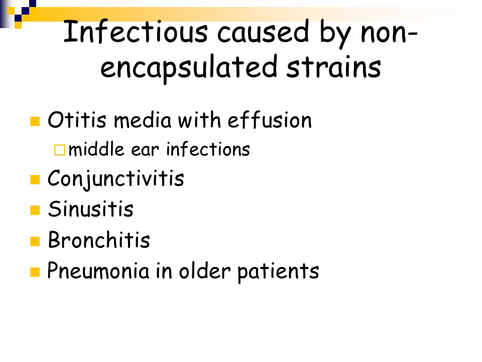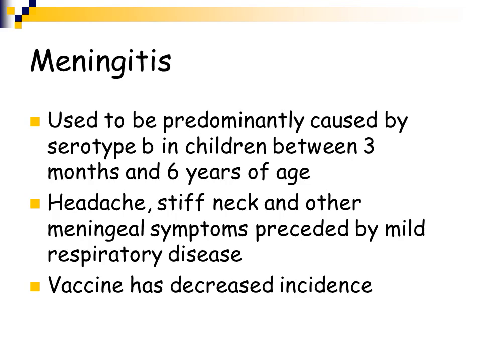Now, the non-encapsulated strains can also cause infections, usually not as severe, such as otitis media or middle ear infections, conjunctivitis or what's called pink eye, sinusitis, bronchitis, and pneumonia in older individuals. Now, meningitis is the most severe type of infection caused by Haemophilus influenzae, and before vaccination, this was a common cause of meningitis in children between the ages of 3 months and 6 years. And again, the most common serotype was the serotype B.